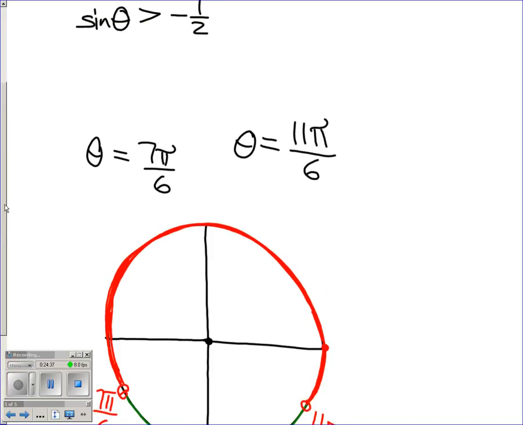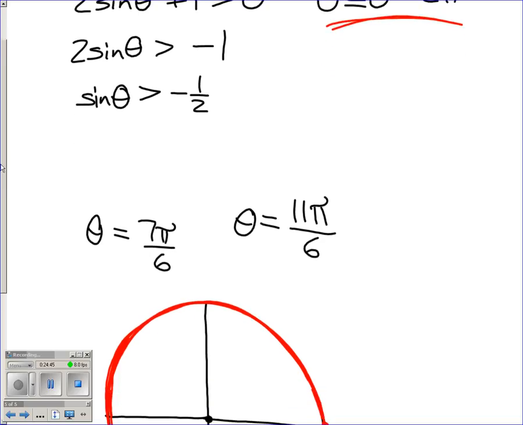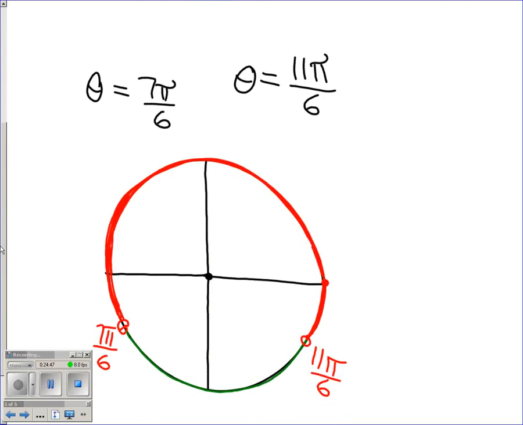What's our solution? Because remember, our restrictions at the beginning, theta is between 0 and 2 pi. Well, let's take a look at that. We're going to say theta is any value bigger than or equal to 0, less than 7 pi over 6. All right, that's one part. That's the first part going around from over here at the x-axis until you get to 7 pi over 6.